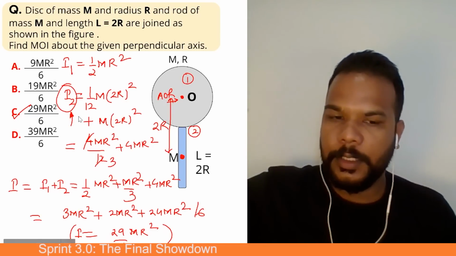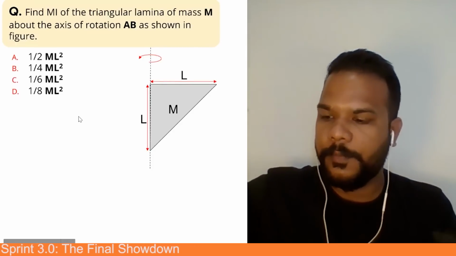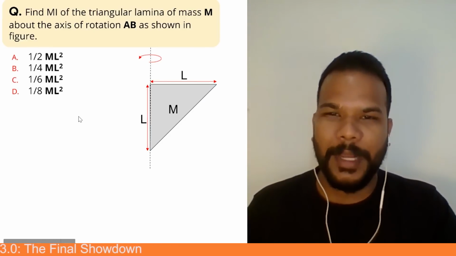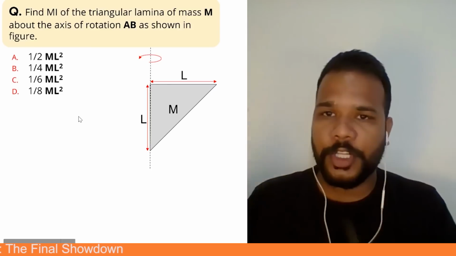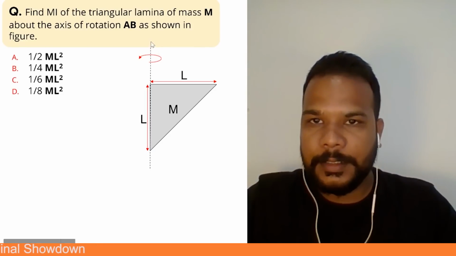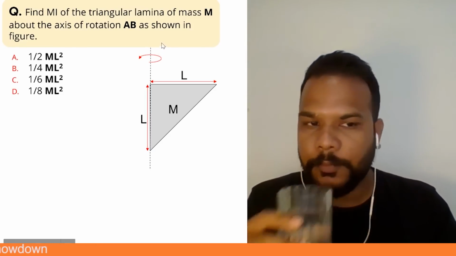Okay. Let's go to the next question. Read it once. Okay. So we have a triangular lamina given to us. Axis of rotation is also given. We have to find out the moment of inertia about the axis, say that is AB. AB is the name given to the axis of rotation.